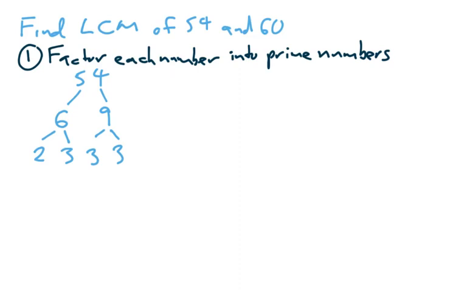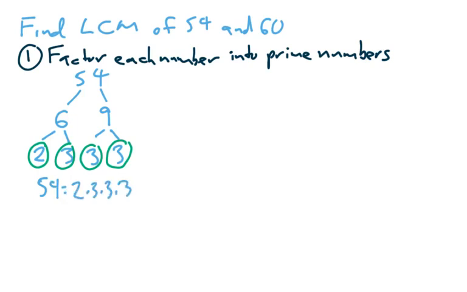This little diagram I've drawn here is sometimes called a factor tree. It looks like the branches of a tree. When you get to all prime numbers as sort of the leaves on the tree, the product of those factors gives you the factorization of 54. 54 is 2 times 3 times 3 times 3, or using exponents, which is more efficient, 2 times 3 to the third.